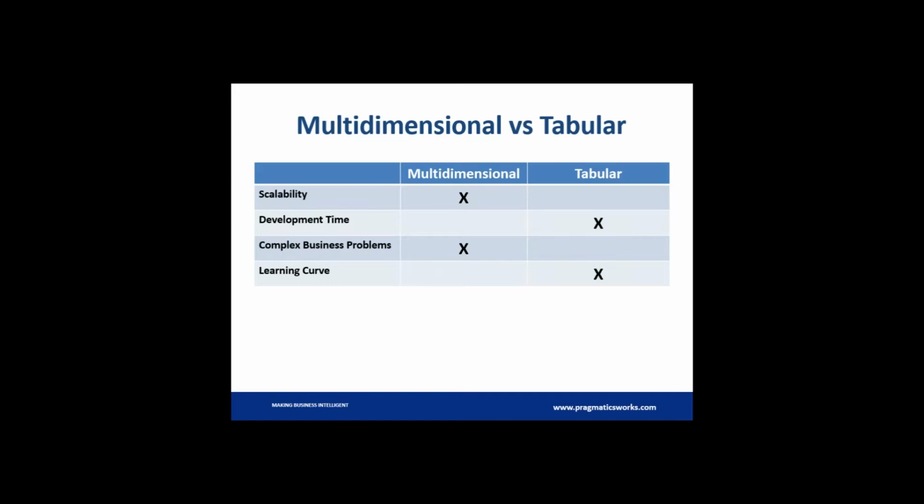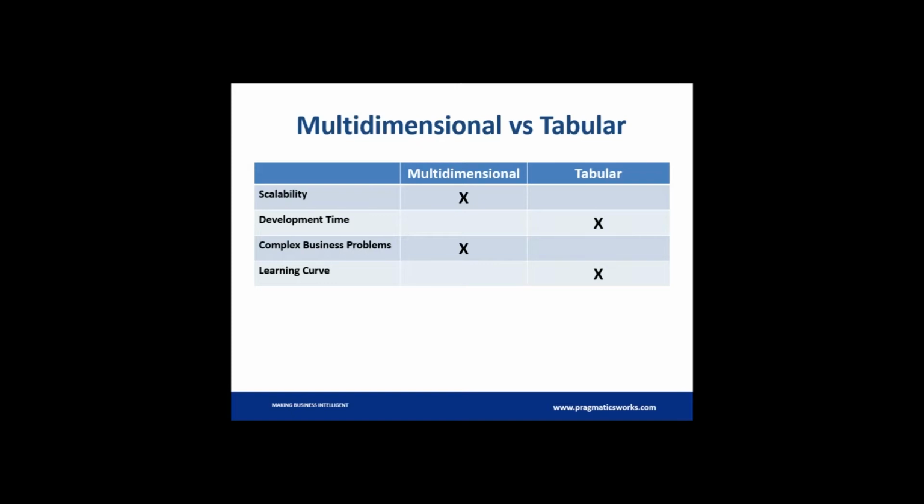Multidimensional is definitely going to scale long term with very large data sets. It's going to scale better than Tabular. Tabular is much more memory intensive because it's an in-memory version of analysis services. So if you need massive scalability, you're probably going to need to go with multidimensional.